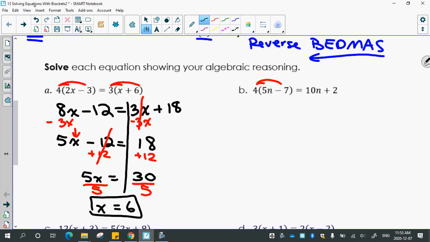Okay, if you expanded this one correctly, you should have gotten 20n minus 28. How many people got 20n minus 28? Yes. Good. So you multiply each term by 4. Okay? 4 times 5n gives you 20n. 4 times negative 7 is negative 28.